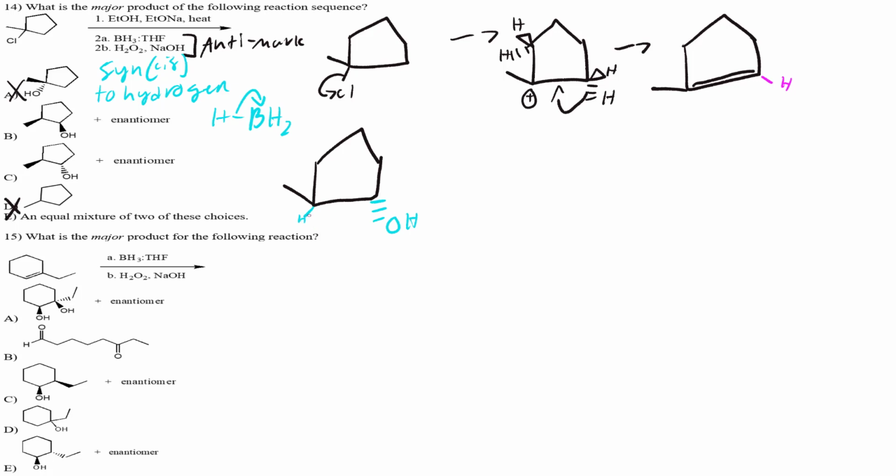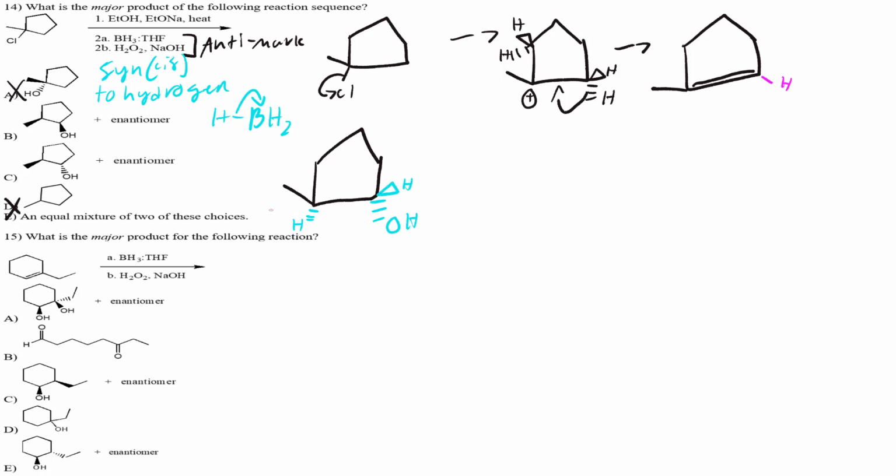But it could have a hash hydrogen or it could be a wedge hydrogen. Well, let's say that I put my alcohol on the hash. It must mean that my hydrogen also has to be a hash. Okay? So that must mean that it must be C, the answer choice.